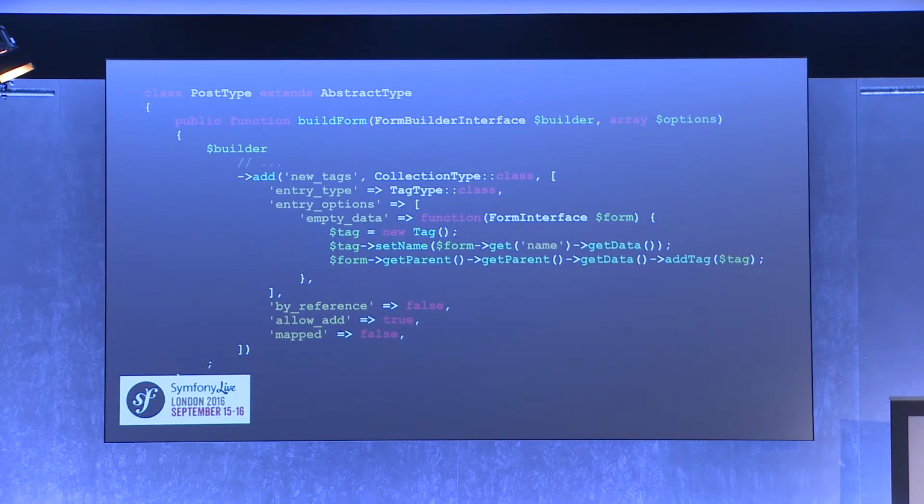Instead of that, I really advise you to use empty data. Entry options is the options that will be passed to every tag type for each entry of the collection. And empty data will, as we didn't pre-populate our field with a new tag, create it on submission. It's just a simple callable that gets the form, in this case the tag type. So we can call on the tag type, get the field name, and get its data. So here is the tag name, and we just set it on the tag with setName.